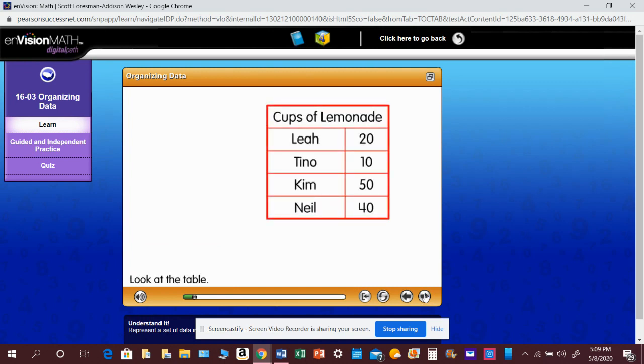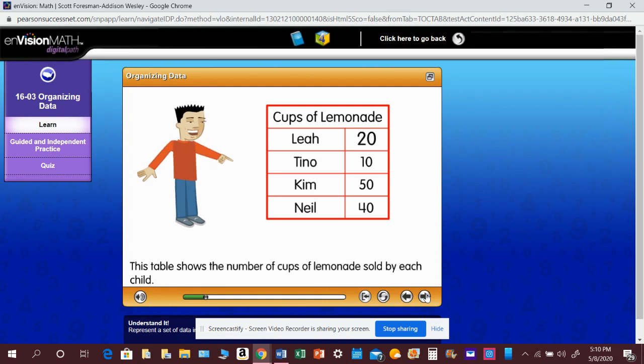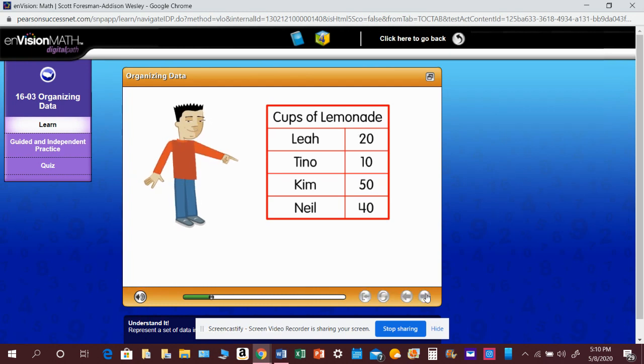Look at the table. So if we look at this table, the title of the table is Cups of Lemonade, and then we list children's names and cups of lemonade. So this may be something like how many cups of lemonade did they sell? So Leah sold 20, Tino sold 10, Kim sold 50, Neil sold 40. What information does this table show? This table shows the number of cups of lemonade sold by each child.